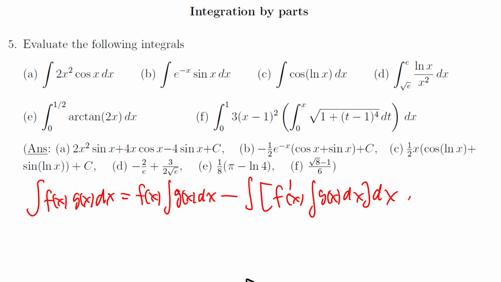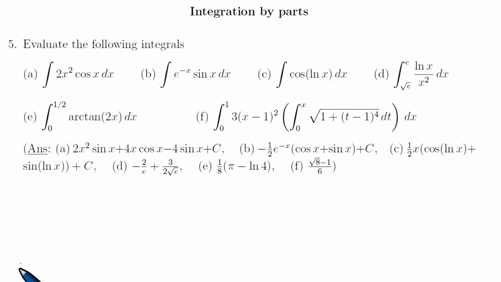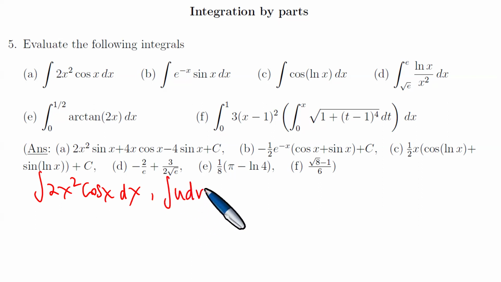This is a formula I sometimes like using because I just go straight and integrate straight away. But the UDV has become popular in calculus books, so we're going to use the UDV. Using the UDV, you have the integral of 2x squared cosine x dx. We use the formula that the integral of u dv is uv minus the integral of v du.